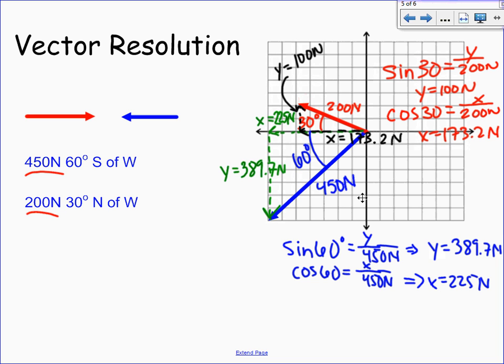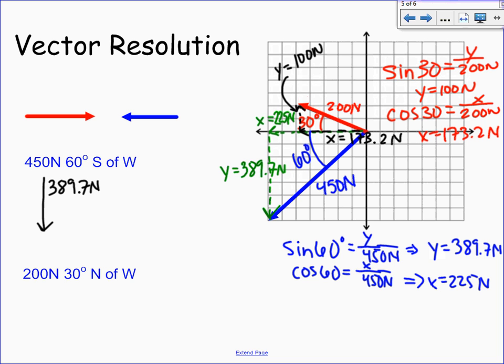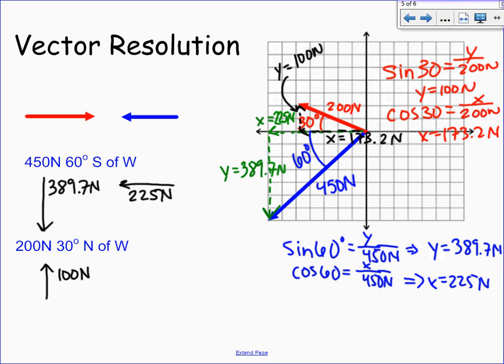All right. Now what I've done is I've split my two diagonal vectors into their x's and their y's. Finally, let's summarize what we've learned here. First of all, let's focus only on the 450 newtons. For the 450 newtons, what did we find out? Well, we found out that it had a vertical going down of 389.7. We also figured out that it has a horizontal going to the left of approximately 225. All right, what did we figure out for the 200? For the 200, we figured out that it has a vertical going up of approximately 100 newtons. And we figured out that it has a horizontal also going to the left of about 173.2.